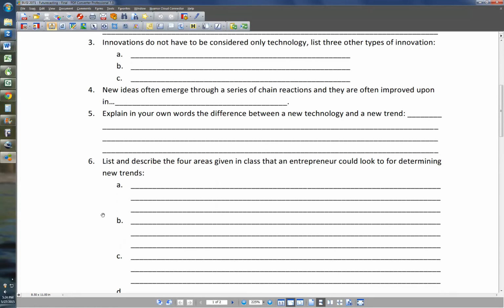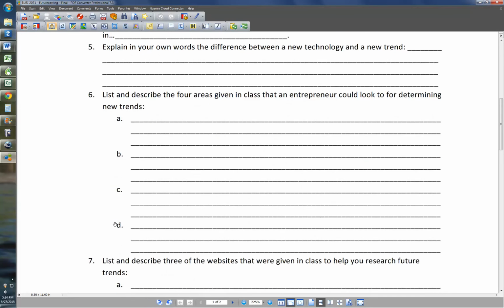Okay, number four. New ideas often emerge through a series of chain reactions, and they are often improved upon in incremental steps. That's what we want there, incremental steps. So sometimes the new thing is a small change, right? It's not always groundbreaking discoveries. The majority of progress, technologically or business-wise, is often associated with small changes, right?